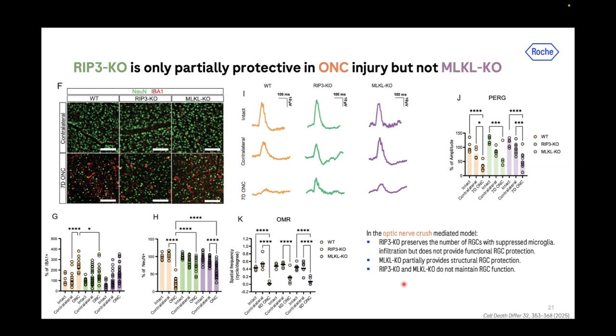So this data also tells us that in the optic nerve model, RIP3 deletion helps retain the number of neurons, but it is not really sufficient to preserve complete function. This reinforces the finding that RIP1-driven degeneration may involve additional mechanisms beyond the classical RIP1, RIP3, MLKL necroptosis axis. RIP3 knockout and MLKL knockout do not significantly protect in the optic nerve crush model, while we observe a higher number of NeuN positive RGCs. And the surviving RGCs do not really show good functional activity, as evaluated here by PERG and OMR.